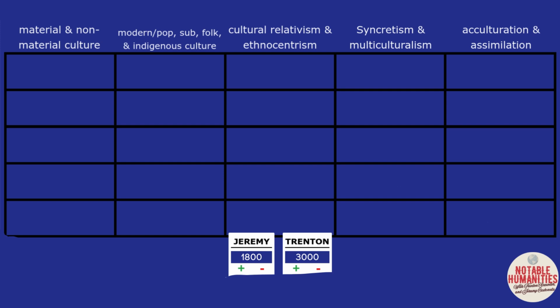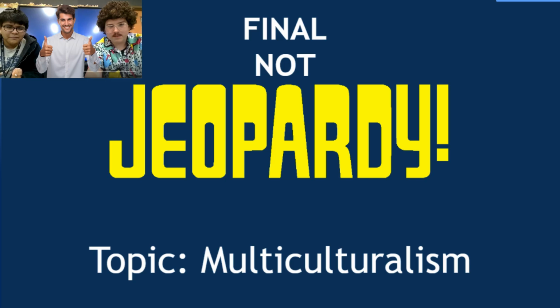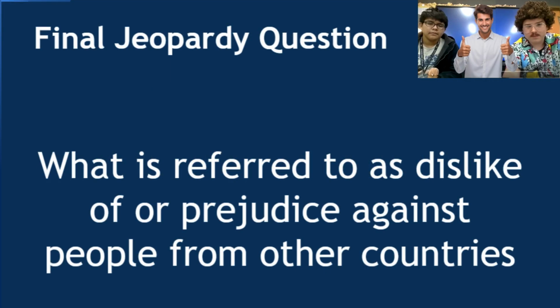And that was the last of our Jeopardy round. Trenton finished with $3,000 and Jeremy finished with $1,800. It is now time for our final Jeopardy round. The theme is multiculturalism. And the question is, what is referred to as dislike of or prejudice against people from other countries? There are 30 seconds on the clock, and it begins.